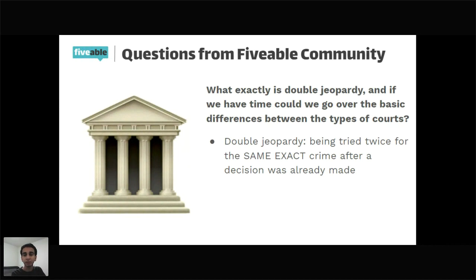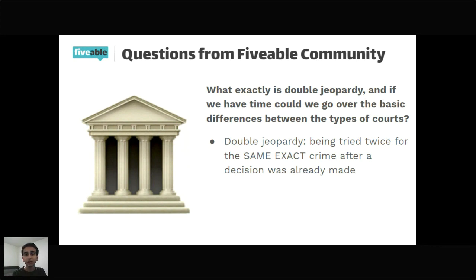So I believe Japesh is the one that had this question. And he asks, what exactly is double jeopardy? And if we have time, can we go over the basic differences between the types of courts? So double jeopardy is kind of related to what we're going to talk about today. A lot of what we're going to talk about today is civil liberties and the Bill of Rights.